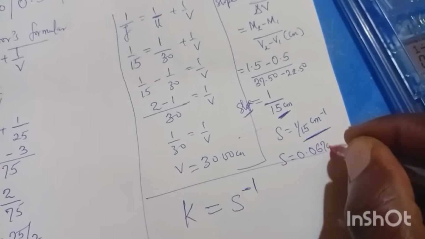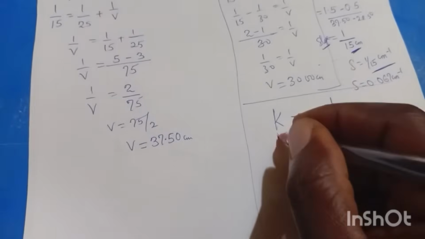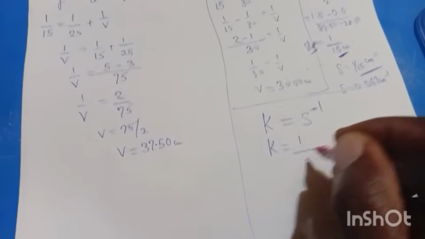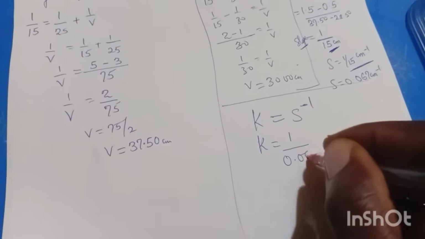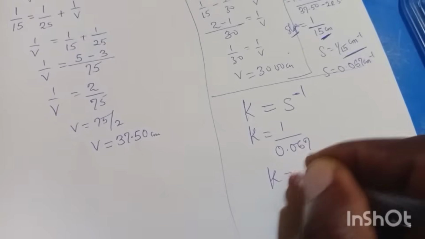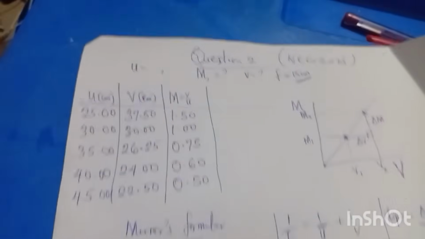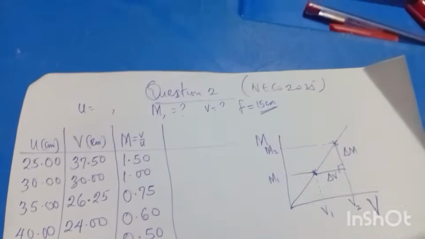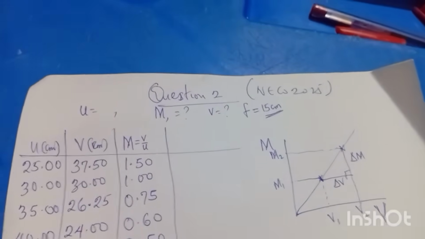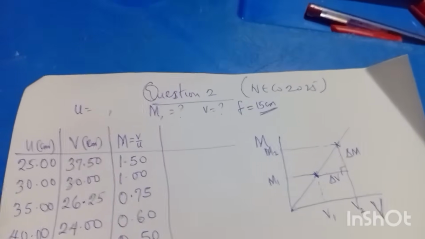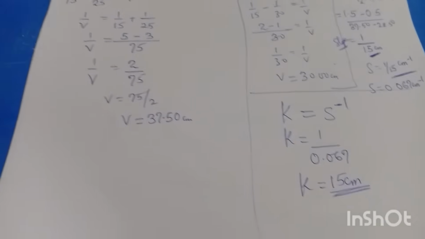0.067 per centimeter. Now to find our k inverse, if they ask us, it will be 1 over 0.067, and if you press the calculator, you get 15 centimeter. The reason why you are doing this practical is to determine the focal length of the lens you are using, that is not known to you candidates but known to we tutors. That is how we settle number 2. We have settled number 1, we have settled number 2.